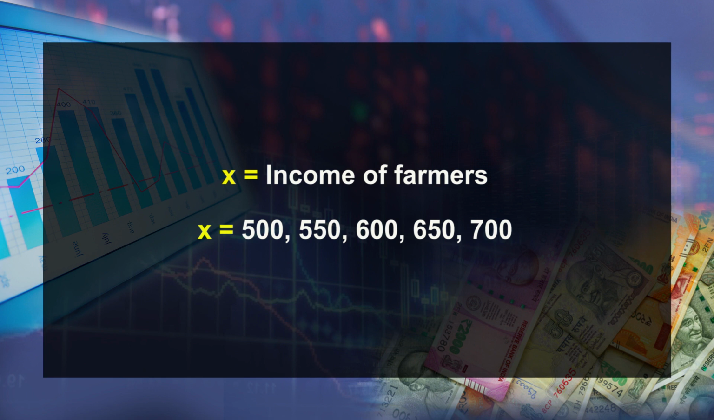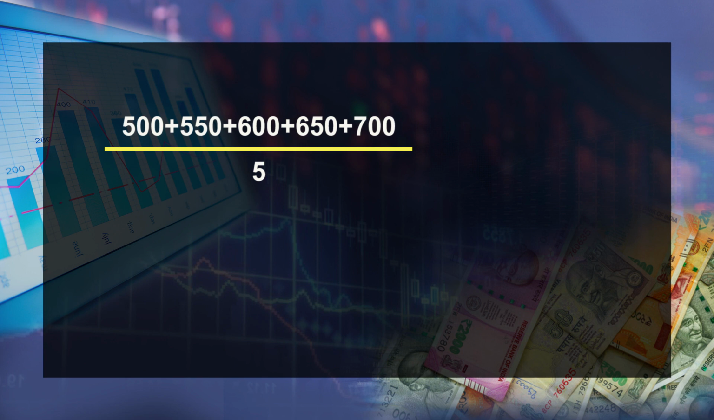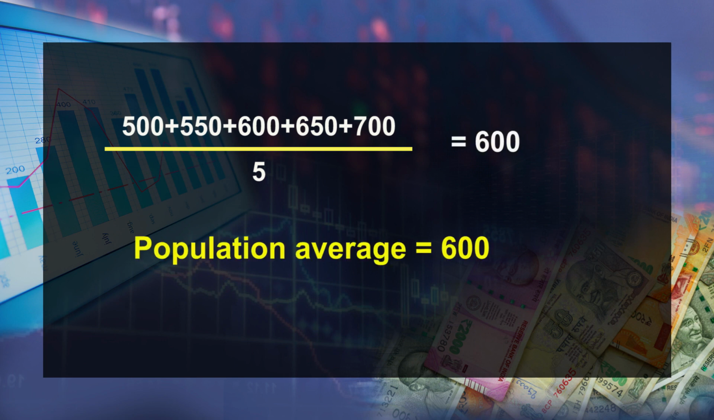Let us take an example. Consider a hypothetical case where there are only 5 farmers in a village. The variable x, that is the income of farmers, has measurements 500, 550, 600, 650, 700. We note that the population average of (500 + 550 + 600 + 650 + 700) divided by 5 is equal to 600.